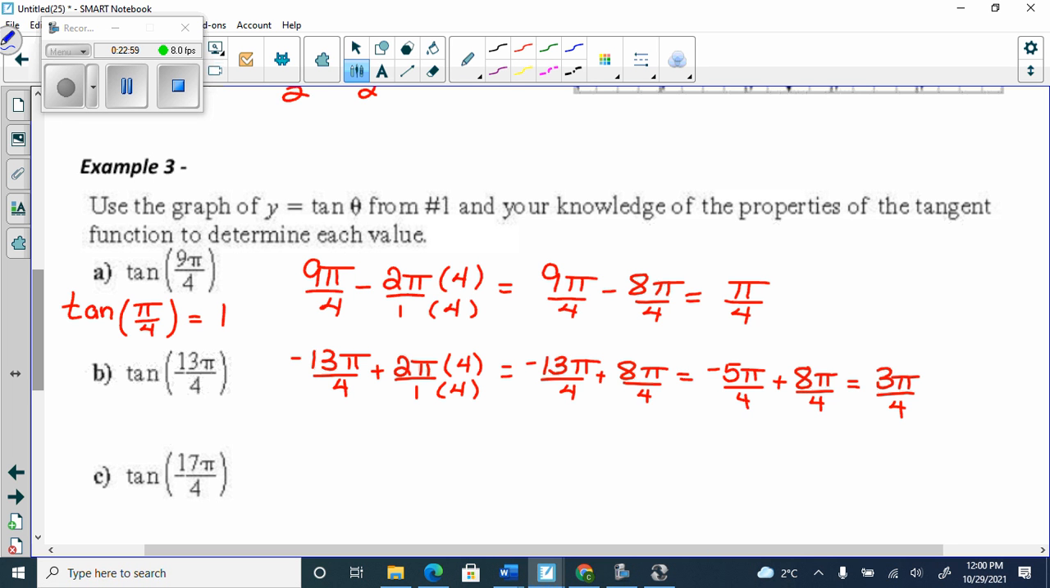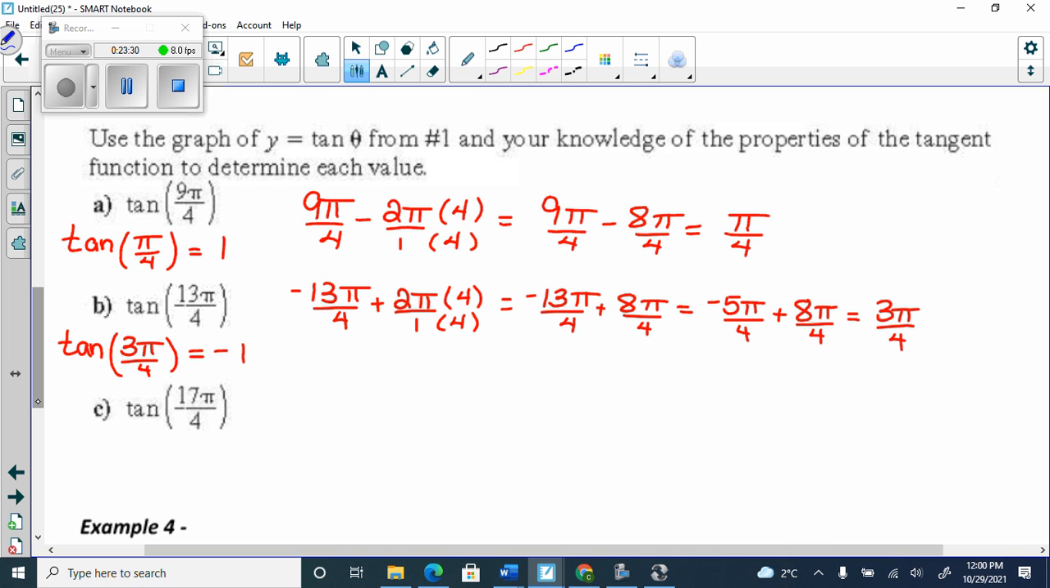So I'm just adding 2 pi to negative 13 pi over 4, which is 8 pi over 4. Keep the denominators. I get negative 5 pi over 4, still not on my unit circle, so I add 2 pi. At this point, I know 2 pi is the same as 8 pi over 4, so I add that, and I get 3 pi over 4. So now I'm going to do tan of 3 pi over 4, which is equal to negative 1, because it's in quadrant 2.